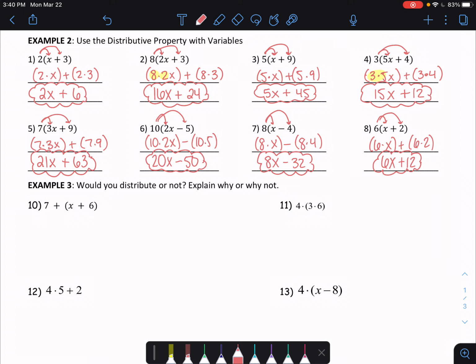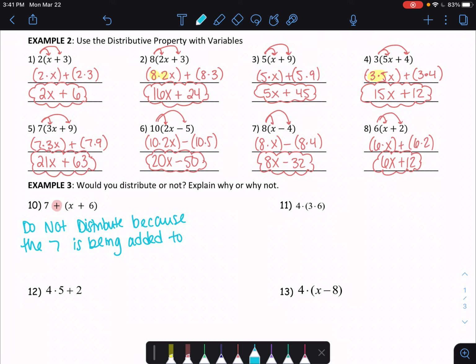So in number 10 here, I don't know why it starts at number 10, but in number 10 here, it says 7 plus x plus 6. Here I would not distribute. Okay, and I'm not going to distribute because the 7 is being added to the expression in the parentheses, not multiplied.